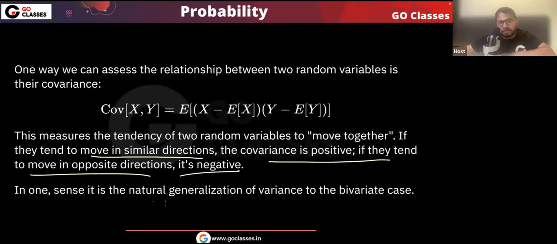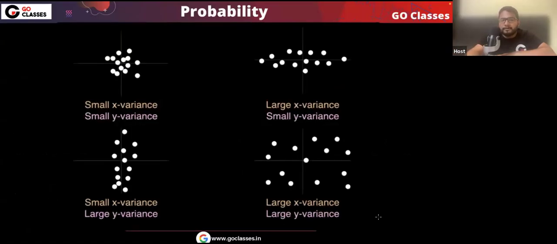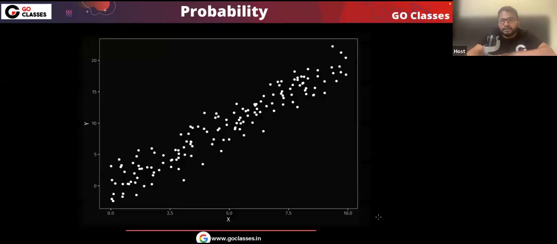In one sense, it is a natural generalization of variance to the bivariate case. Bivariate means there are two random variables. So let's see some example. Suppose this is the data. Let's suppose I'm plotting the data and I have observed that if X is this, then Y is this. For example, let's just take weight and height.